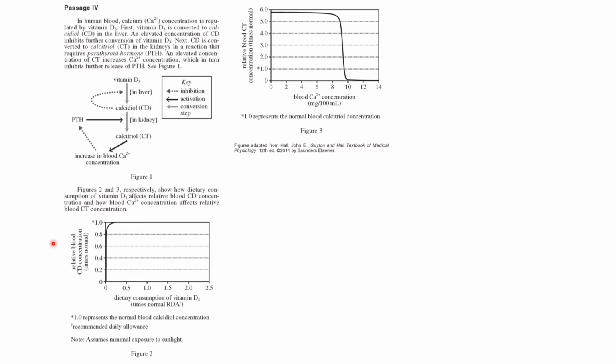Figure 1, we have relative blood concentration and dietary consumption. And then we have relative blood CT concentrations and blood CA2 concentration. You just know where things are and then get quickly to the questions.